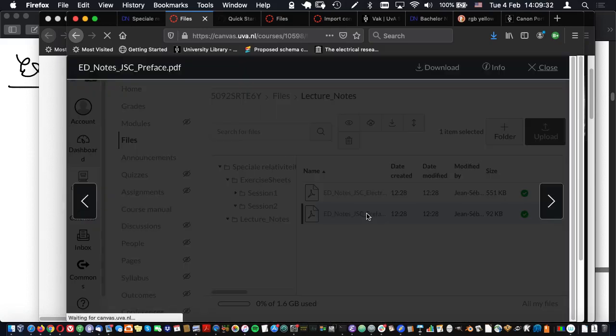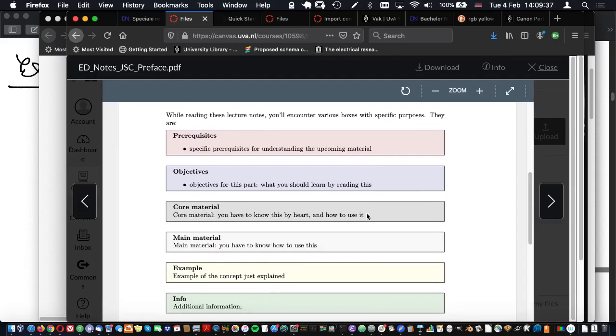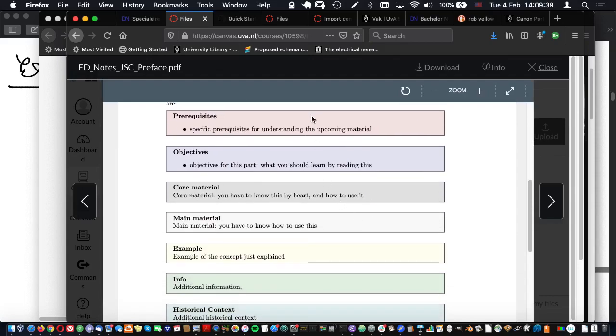You can look at the preface that tells you the legend of the color coding that I'm using. The stuff which is prerequisite stuff. Actually, you don't see the colors very well here, do you? Well, you see the colors in the PDF, yeah? So maybe I'll just darken the colors a bit. But anyway, in the PDF, you'll see there are different colors.